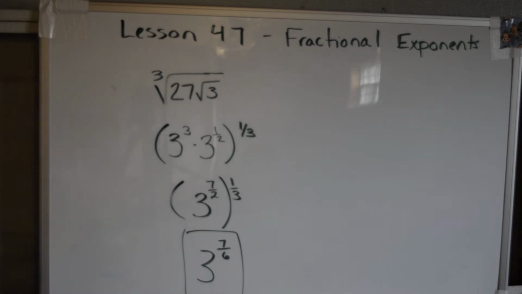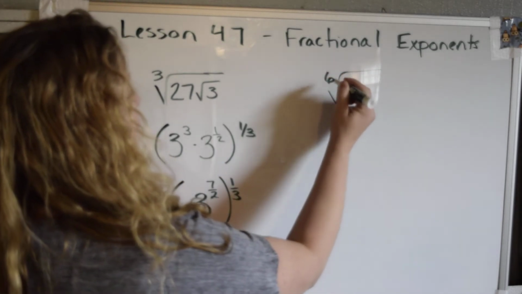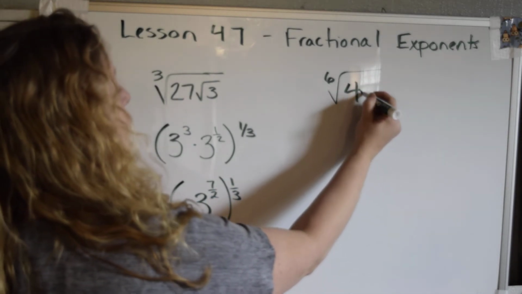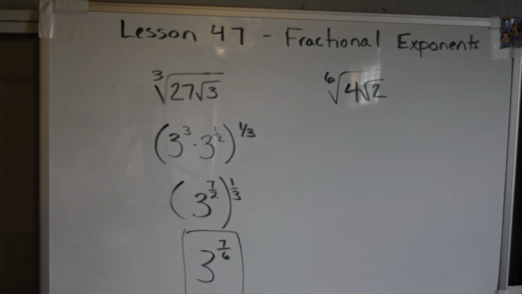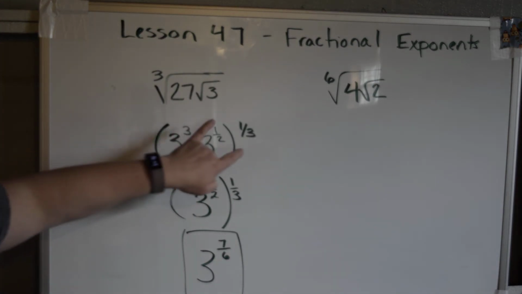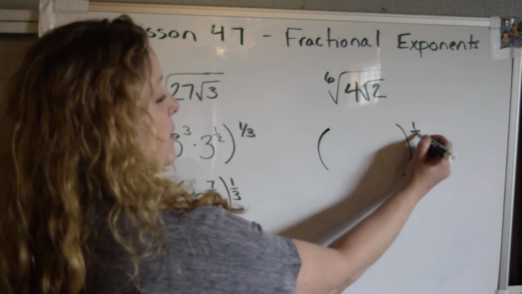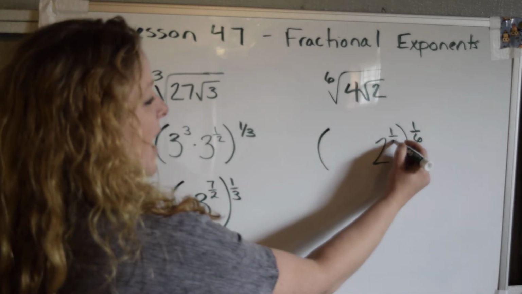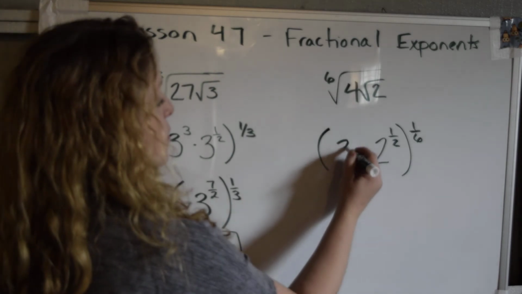All right, let's try another one. Now we've not done 6th root before, but we can figure that out. That's 6th root of 4 square root 2. Just like cube root became an exponent of 1/3, 6th root is going to be an exponent of 1/6. Square root is still an exponent of 1/2. And 4 can be rewritten as 2 squared.